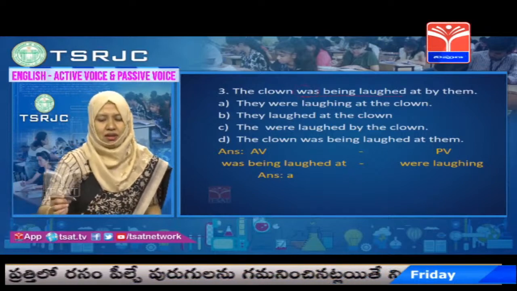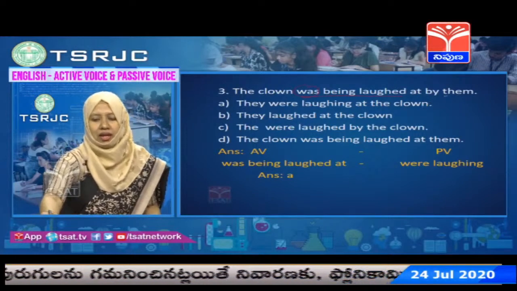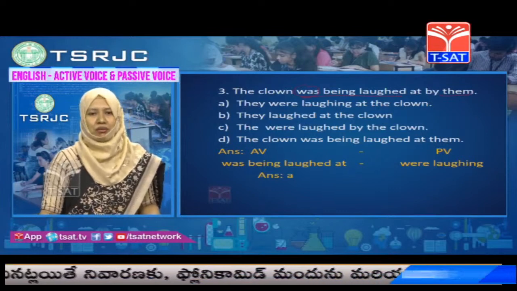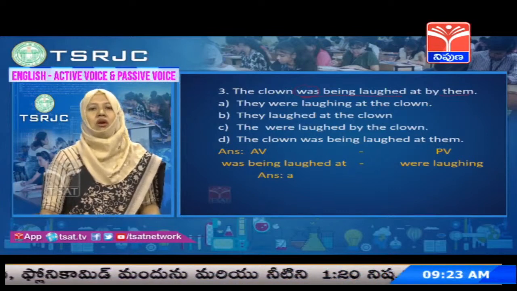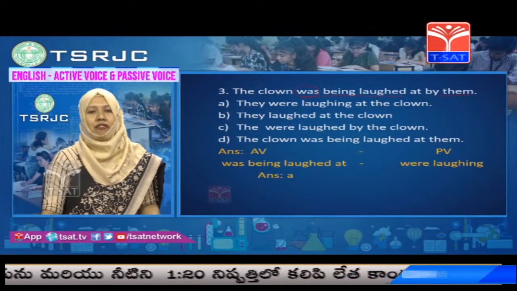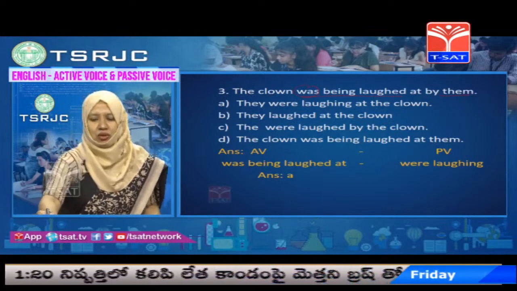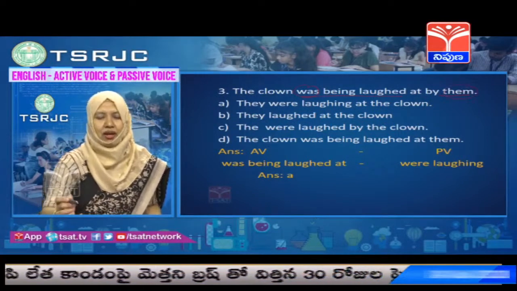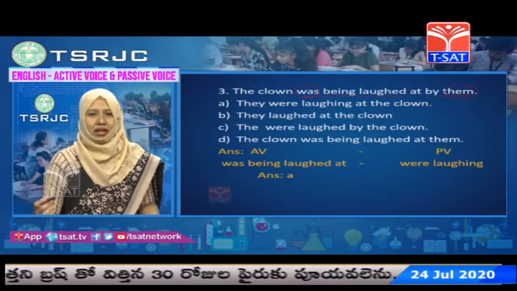Remember was is there, and here the object is plural, by them. So it will change to were laughing. They were laughing at the clown. Them is changed to they. They were laughing at the clown.